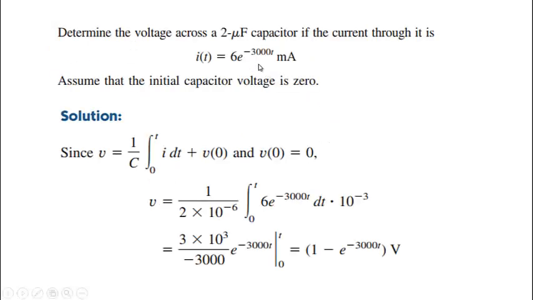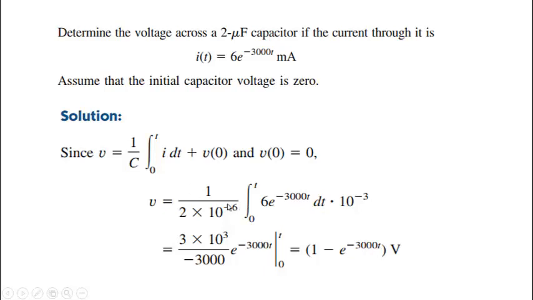Now let us assume the current to be of changing nature. Determine the voltage across a 2 microfarad capacitor. The current through the capacitor is 6 e raised to minus 3000 t milliamperes. Assume that the initial capacitor voltage is 0. So it becomes very simple, because V is equal to 1 by C integral from 0 to t of I dt plus V0, where we can assume t0 to be 0 because this will be the starting time, and since the initial voltage V0 is given to be equal to 0, it will be equal to only this term, so we need to integrate this term.